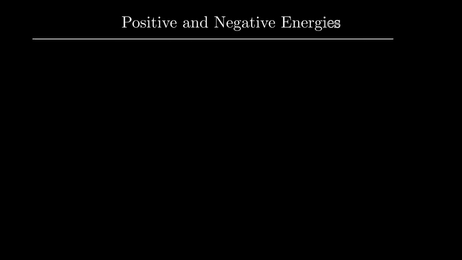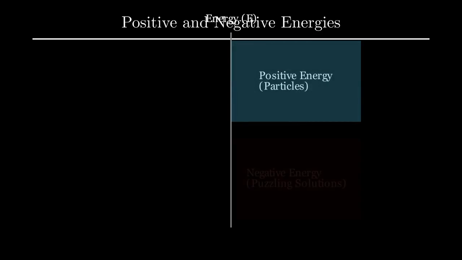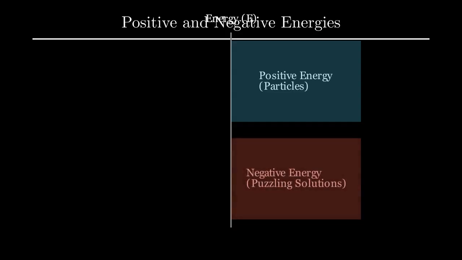Solving the Dirac equation revealed solutions with both positive and negative energies. While positive energy solutions described observed particles, the negative energy solutions were still puzzling. Unlike the Klein-Gordon equation, Dirac's framework didn't simply dismiss them, it demanded a profound physical interpretation.